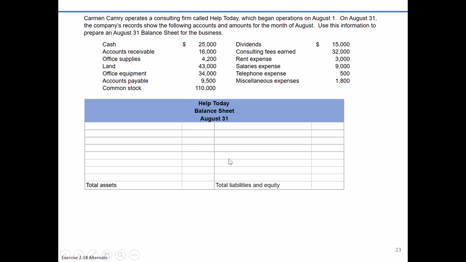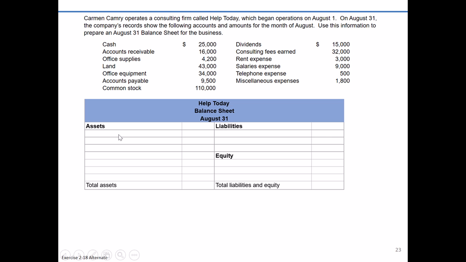Take note especially of the word balance in the name balance sheet. The balance sheet is simply an inventory of all the assets, liabilities, and equity at a point in time. It proves out that the accounting equation is still in balance for the company. So it's proof of that. So let's go ahead and start moving forward.